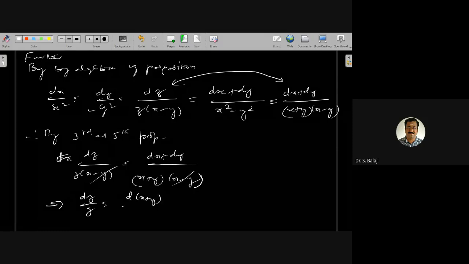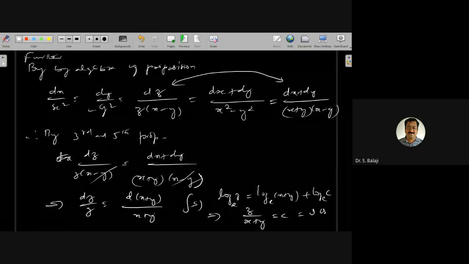Here you can write d(x plus y) by (x plus y). Dx plus dy can be written as dx plus dy by x plus y. Integrating implies log z equals log of (x plus y) plus log c. You can write it as z by (x plus y) is equal to c, equal to v, say. I can get that here, and then I can get c. Therefore, this is v.